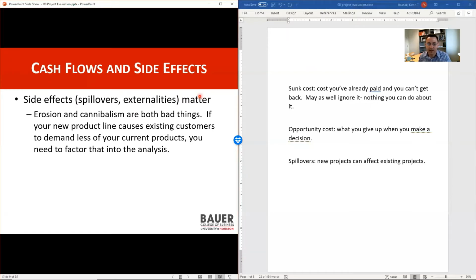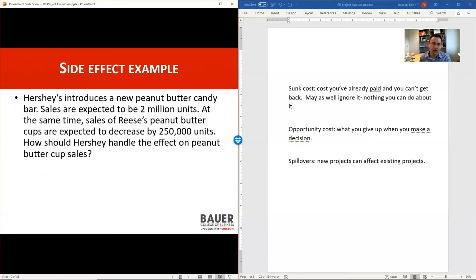Finally, we'll talk about spillovers. Sometimes they're called externalities, erosion, cannibalism. These are all synonyms for the same thing. If one product causes existing customers to demand less of other products, then that needs to be factored into your forecasts. So, very silly example, Halloween's on the brain here.